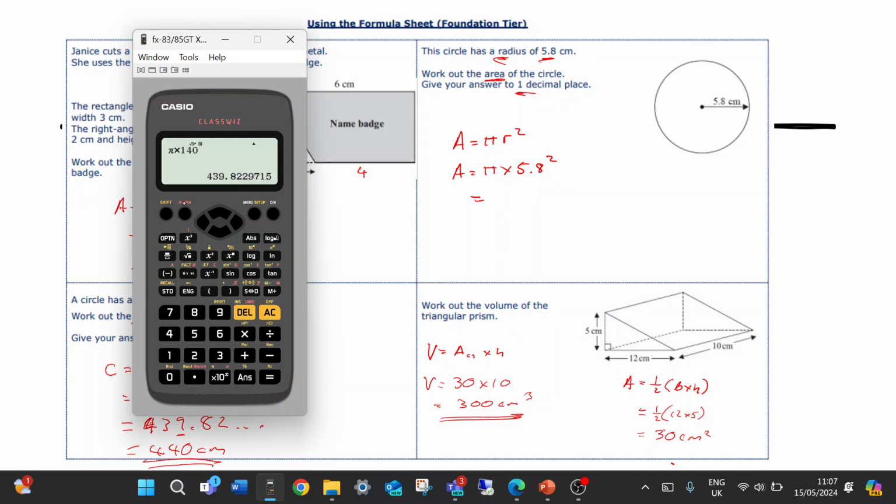So shift pi. I've already got pi in my calculator screen, so I'm just using the replay button to make it slightly quicker for myself. Pi times by 5.8 squared. In terms of pi, if you're asked for it in terms of pi, that's what you write down. As a decimal, 105.683.